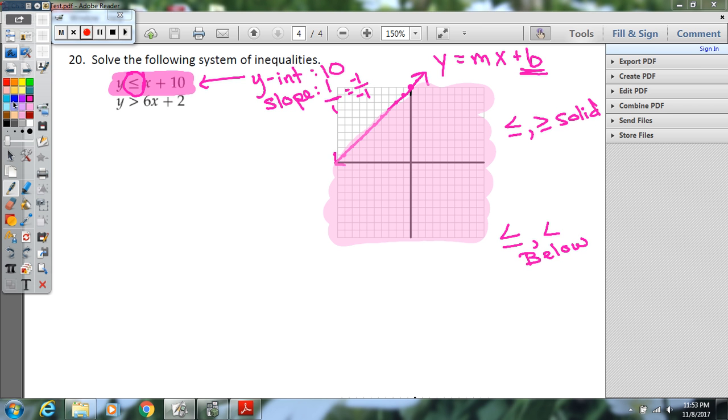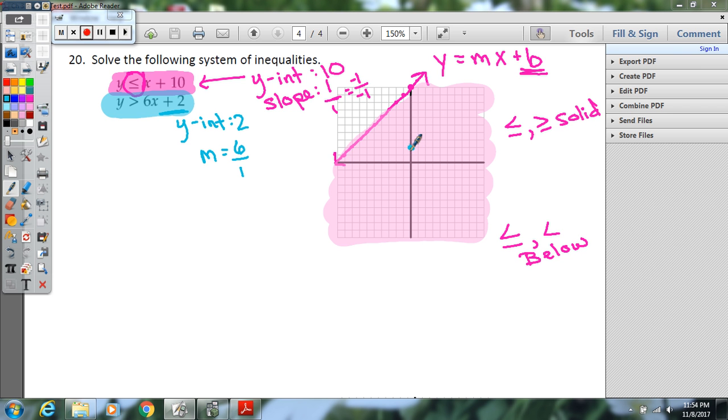Now the second equation, okay? y is greater than 6x plus 2. So if I go to graph this, what's my y-intercept? You got it. The y-intercept is 2. So I know it's going to be up here at 2. And my slope is a 6. But guys, that's 6 over 1.